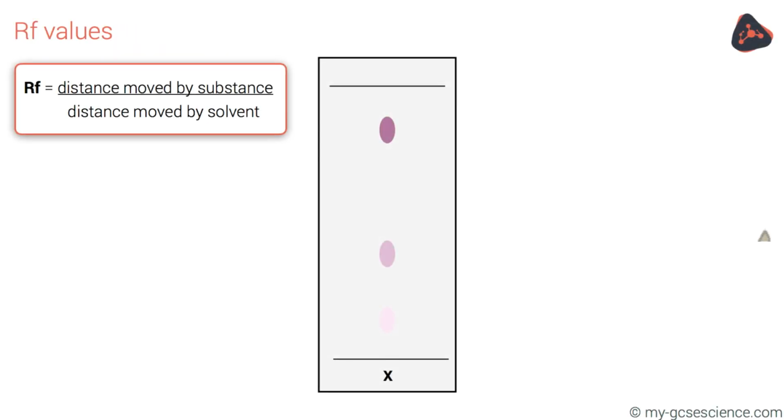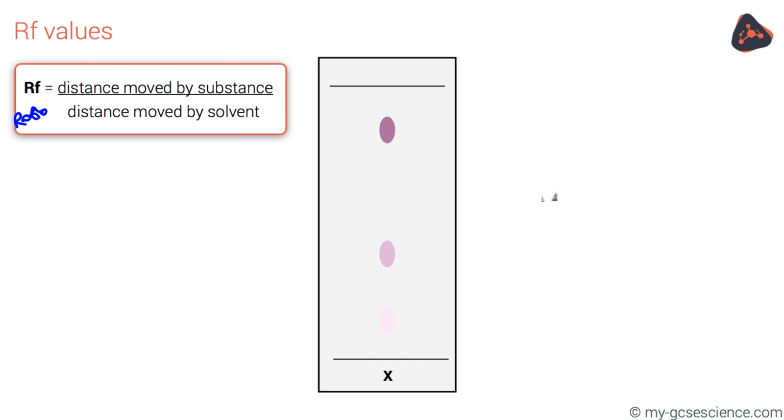Now let's look at how we can calculate something more accurate and comparable from chromatography. And this is with something called RF values. RF stands for retention factor, but this is not something you'd need to know. So just remember that the RF is a ratio of the distance moved by the substance you're interested in compared to the distance moved by the solvent.